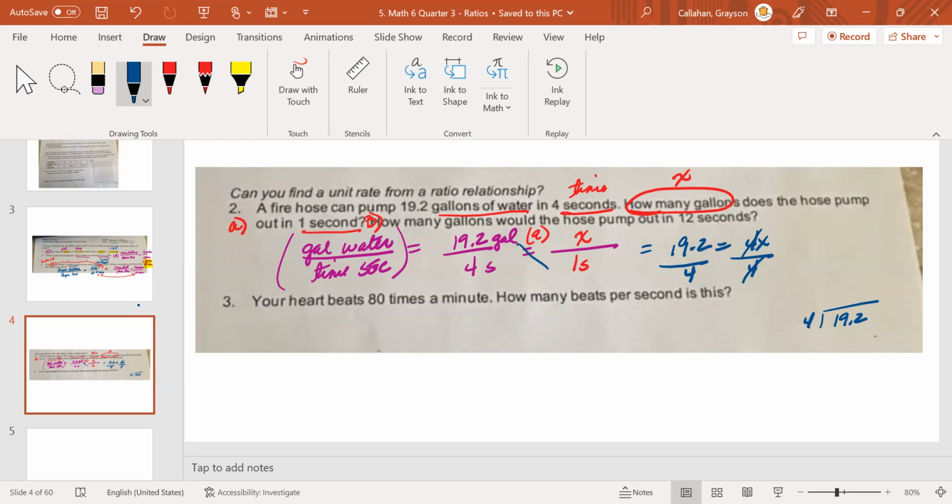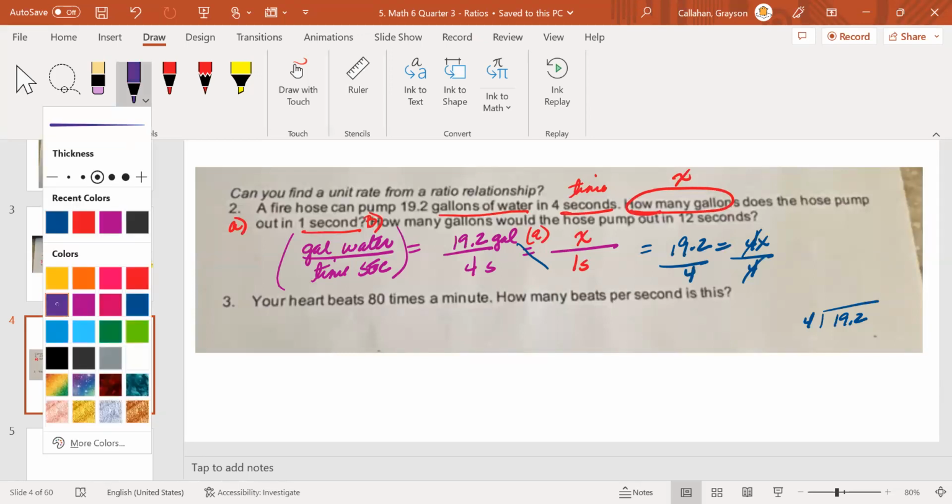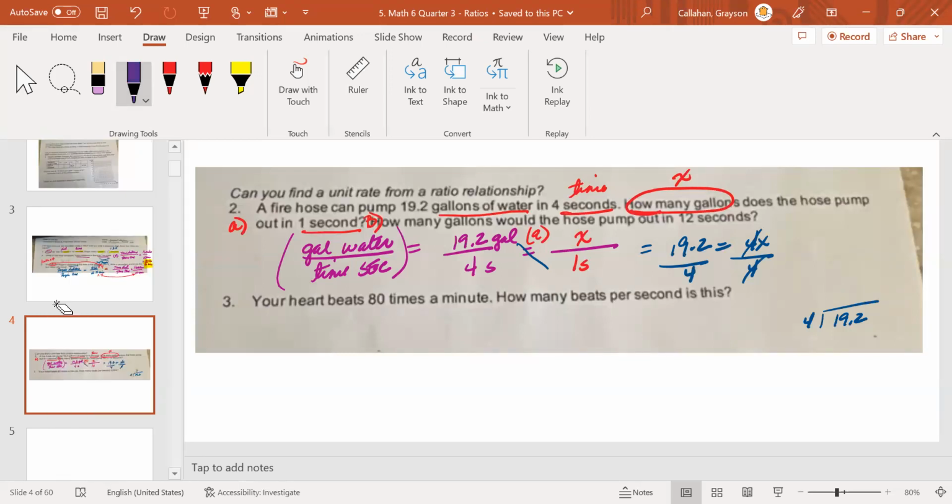So remember in fifth grade when you were dividing by decimals, what we're going to do here is 4 times 4, 16. Oh, and you know what? I forgot. Hold on a second. You know how you have the decimal here? You're going to move it to the right side. So it's 40 divided into 192. So 192 divided by 40.